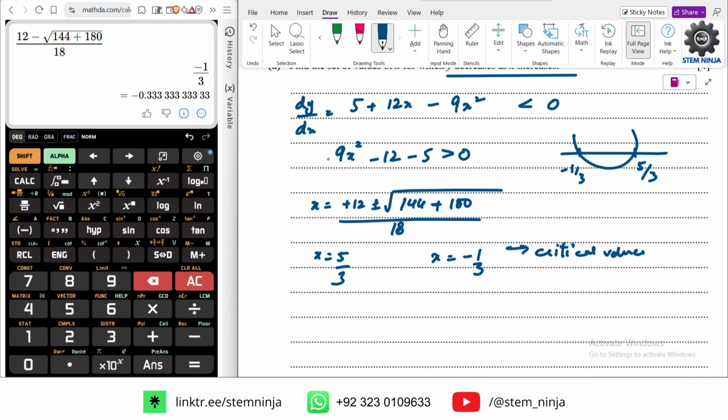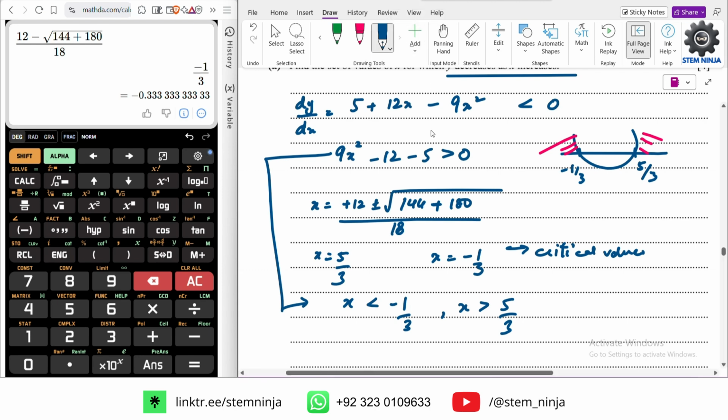So the solution for this would be, since we need it greater than 0, so either it's greater than this or less than this. So x less than minus 1 over 3 or greater than 5 over 3. Sorry, greater than 5 over 3.